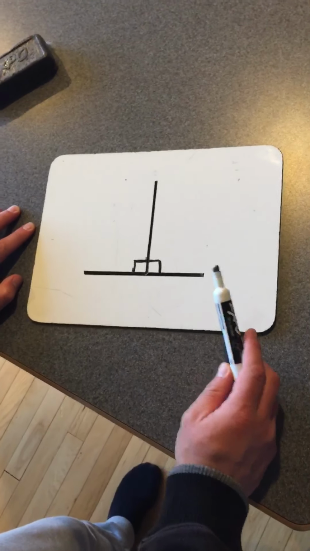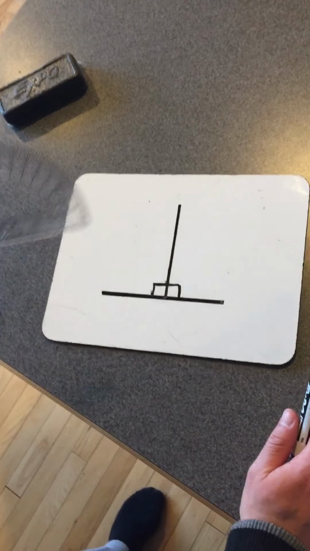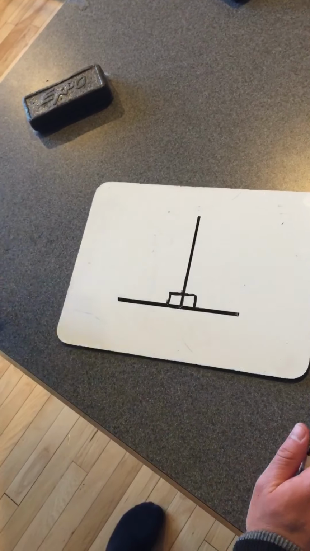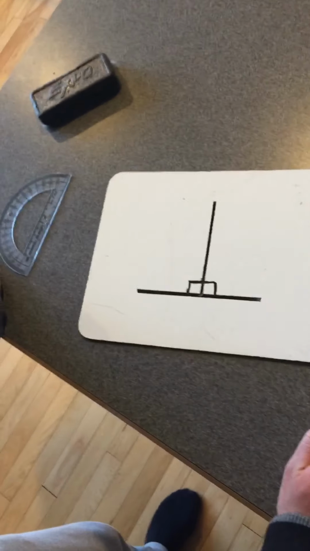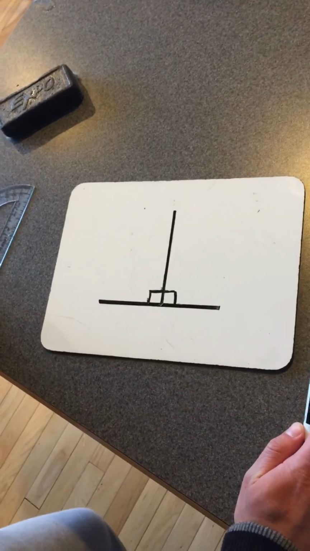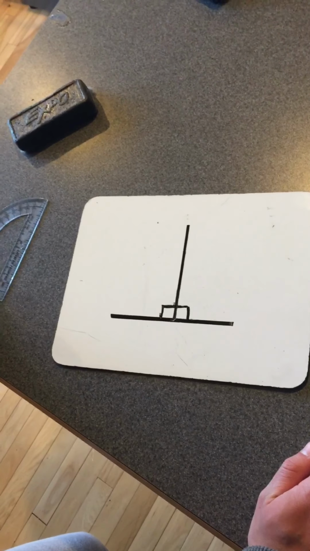Hey boys and girls, I'm going to give a quick tutorial on how to use a protractor. In the next coming lessons we're going to have to learn how to measure angles, and one of the easiest ways that I usually tell boys and girls is to compare it to a right angle.